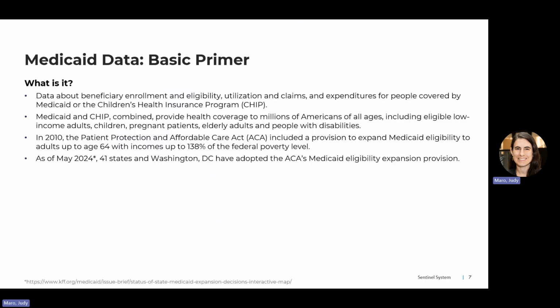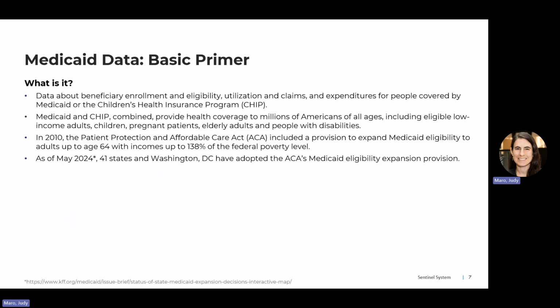First, let's talk a little bit about Medicaid data and what it is. It is data about beneficiary enrollment and eligibility, utilization and claims, and expenditures for people covered by Medicaid or the Children's Health Insurance Program. Medicaid and CHIP combined provide healthcare coverage to millions of Americans of all ages, including eligible low-income adults, children, pregnant patients, elderly adults, and people with disabilities.